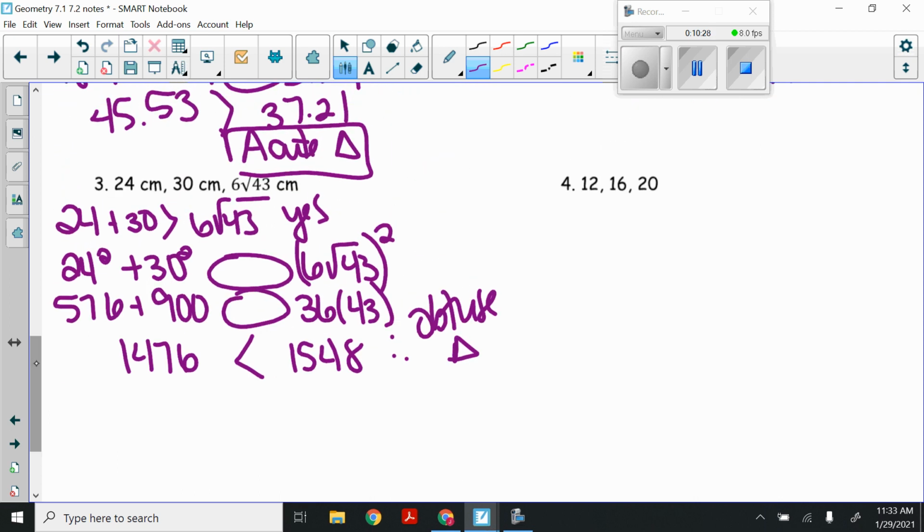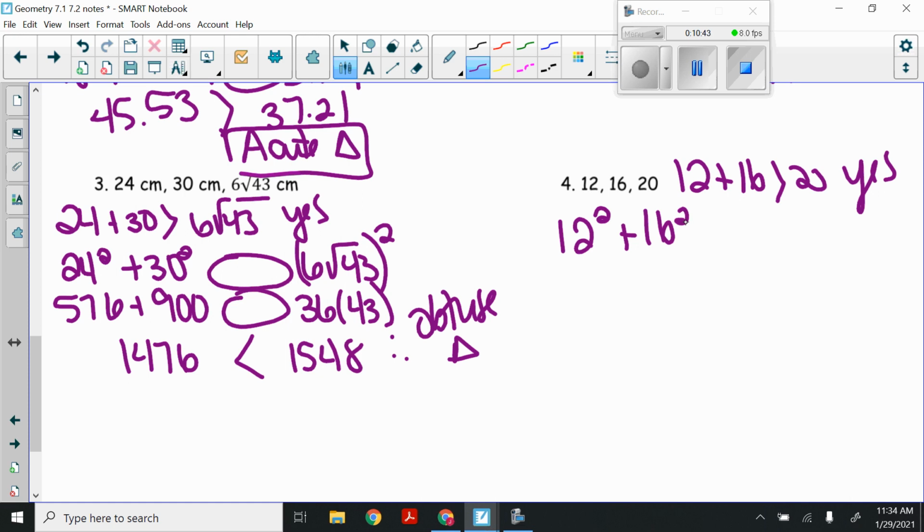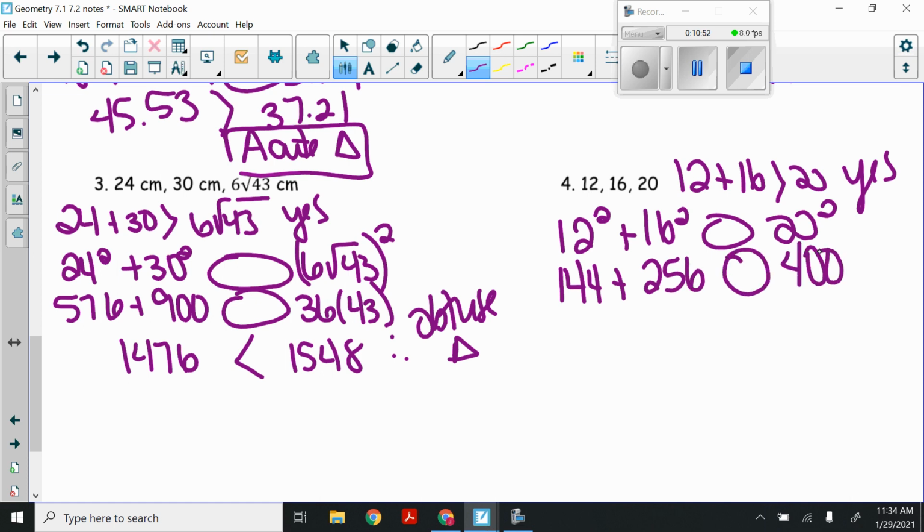Now we're going to look at the last one on this page. 12, 16, and 20. So again, can I make a triangle? 12 plus 16, is that greater than 20? Yes. So I know I can make a triangle. So now I just need to find out what kind. 12 squared plus 16 squared. How does that relate to 20 squared? 12 squared is 144. 16 squared is 256. 20 squared is 400. Add 144 plus 256. I get 400. 400. These two are equal, therefore it is a right triangle.